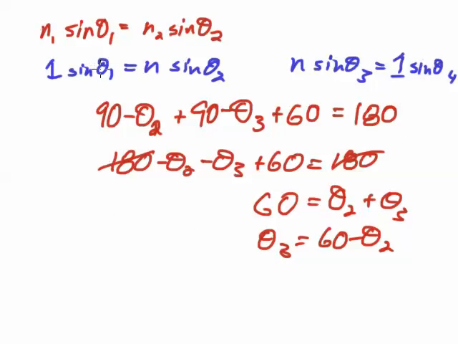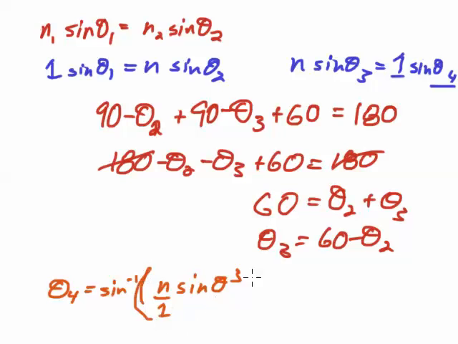So I've got a relationship between theta 1 and theta 2, a relationship between theta 2 and theta 3 right down here, and then a relationship between theta 3 and theta 4. And what I want is to have theta 4 as a function of theta 1. So if I solve this for theta 4, I'll have theta 4 equals inverse sine, or arc sine, of n sine theta 3. And I'll go ahead and put in an n over 1 there for generality.